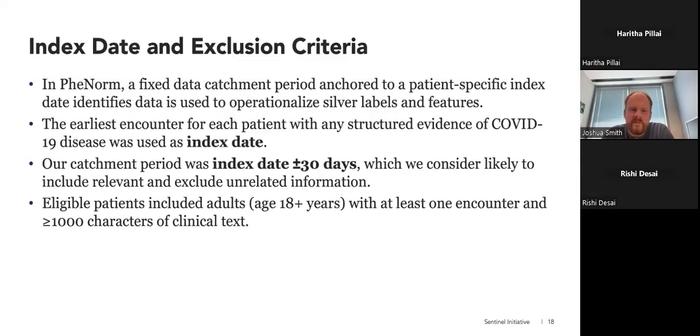In PheNorm, also a fixed date catchment period that's anchored to the patient-specific index date is used to identify and operationalize those silver labels and features. The earliest encounter for each patient with structured evidence of COVID-19 disease was used. So if they had a diagnosis code, that was their index date. If they had some of those other features, when they first appeared, that was considered their index date. Our catchment period was the index date plus or minus 30 days. So we included all the patient's notes and structured data from 30 days before their index date through 30 days after their index date. It was unlikely that they would have relevant information before their index date, but we included that as well, just in case, so we didn't miss any relevant data.